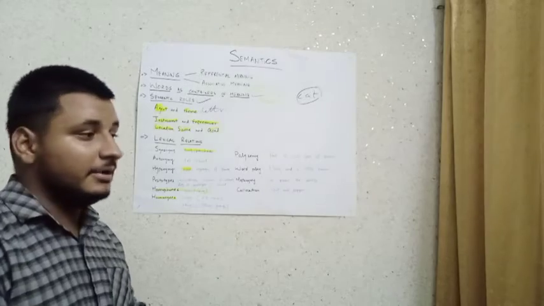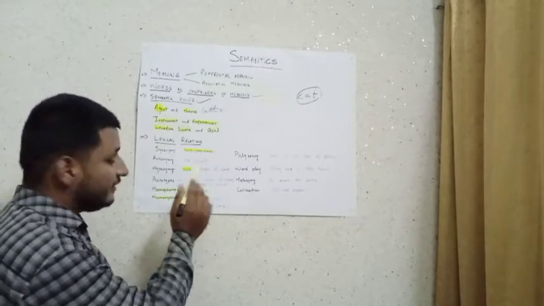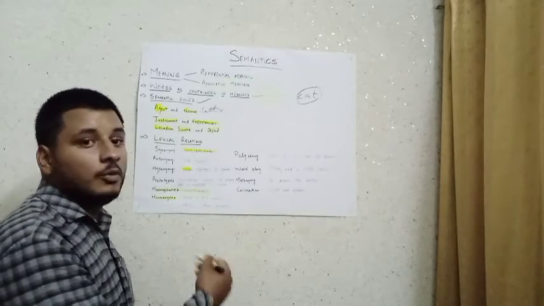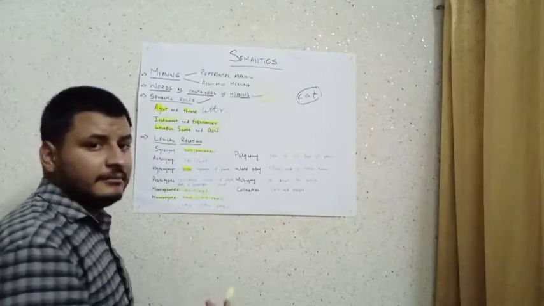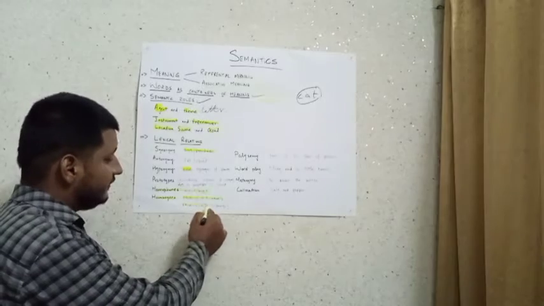Coming toward homonyms. Homonyms are those words which have the same written or spoken form, but they have different meanings behind them. For example, the word race. The first meaning of race is Formula One racing or MotoGP racing or any kind of racing, marathon racing. And the second meaning of race is ethnic group.